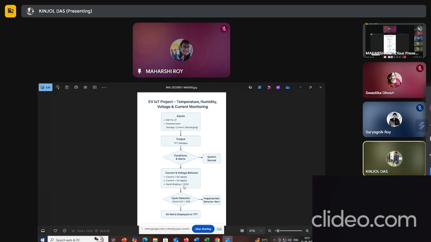For harsh braking, the voltage suddenly drops below 12.5 volts. At that time, it will detect the harsh braking. So harsh braking also impacts the battery voltage and battery life.